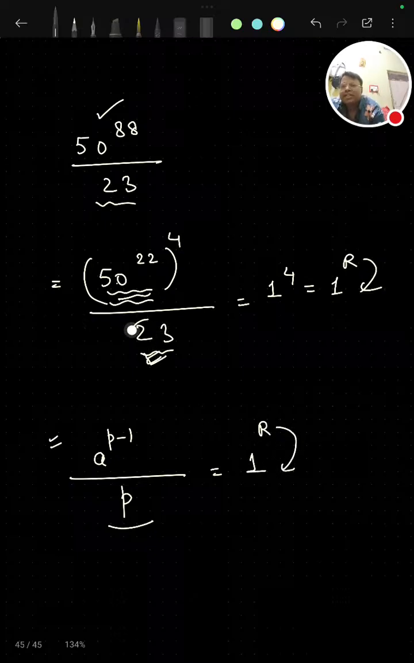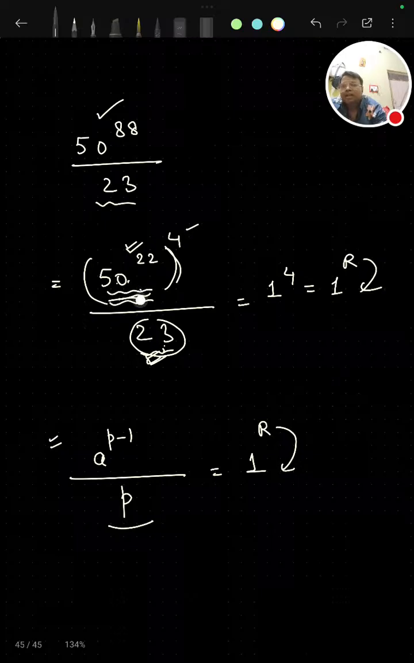You can see that it is 23. The power is 23 minus 1, which is 22. So the remainder is 1, and the number to the power 4, so the remainder to the power 4. What happens to the number happens to the remainder.